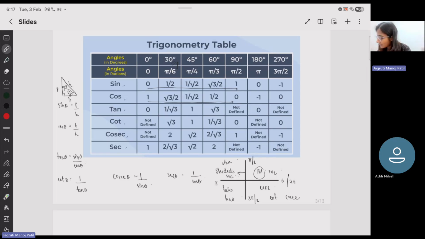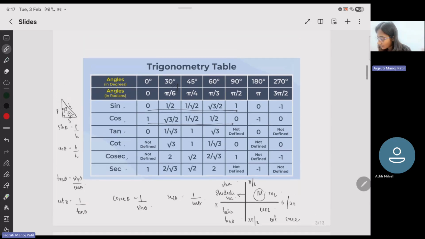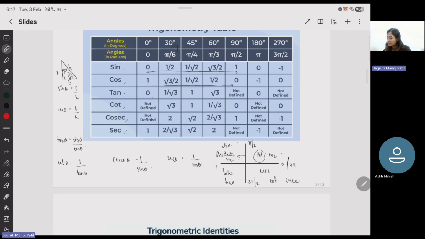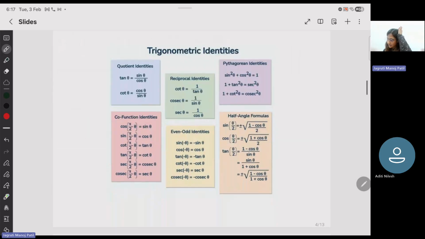Okay, so similarly, tan is nothing but the ratio of both of them. So 0 by 1 is always 0. Then again, this by this is 1 by root 3. This by this is again 1. This by this is root 3. Again, 1 by 0 is not defined. Okay, so again, cot theta would be the inverse of tan. Cosec is directly the inverse of sine. Sec is the inverse of cos. Okay, so that's how all the different trigonometric identities are, and this is what I wanted to show you.